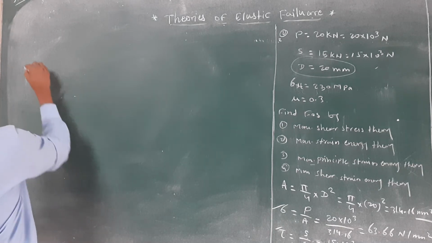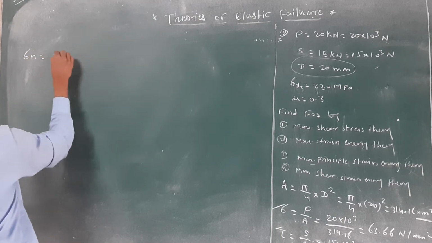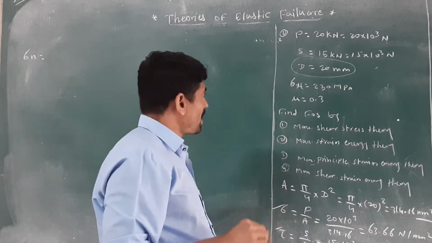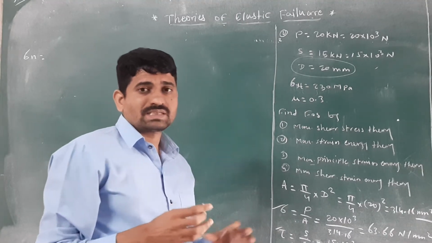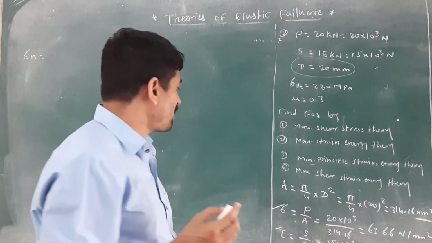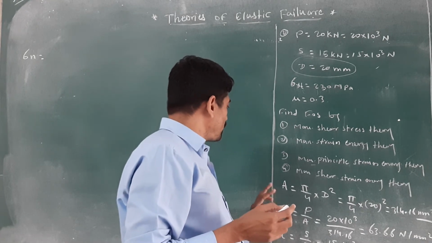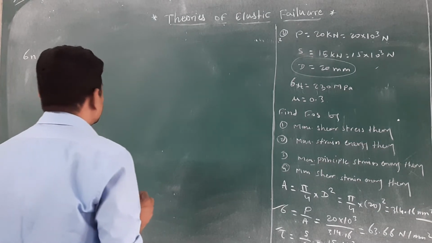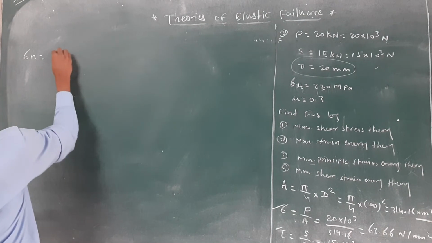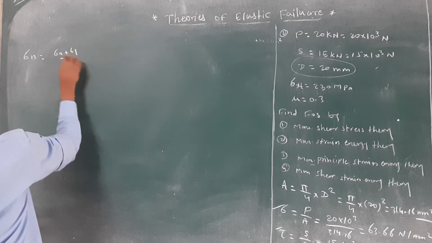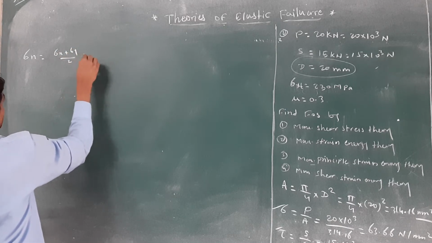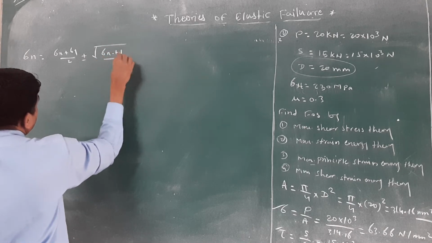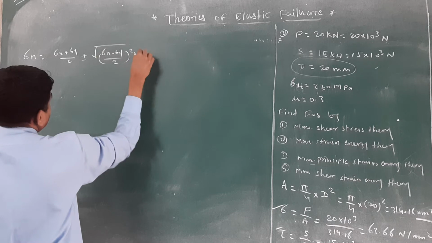This is sigma n, and you know the formula. Here you are not given the stress acting in the x direction and y direction. Only the stress in the uniaxial direction is given. That's why we use the generalized formula: sigma x plus sigma y divided by 2 plus or minus root of (sigma x minus sigma y divided by 2) square plus tau square.